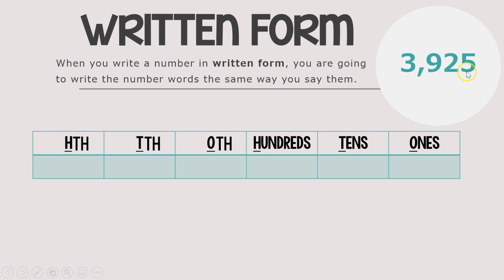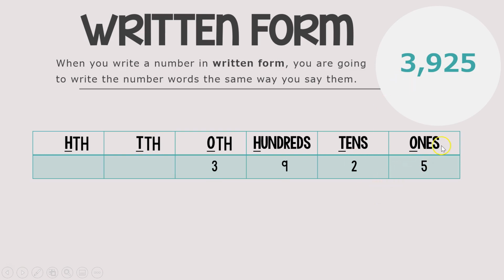Now I'm going to go to my number and I'm going to start all the way on the right and put it into my HTO chart. I have a 5 in the ones, a 2 in the tens, a 9 in the hundreds, and a 3 in the 1,000s place.